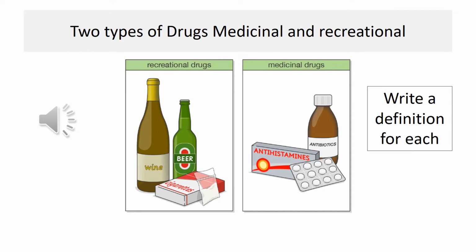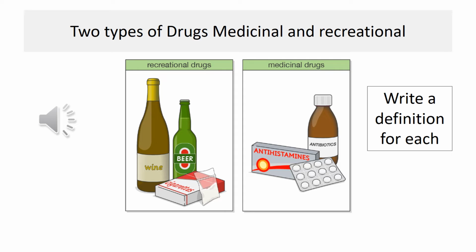So as you can see, there are 2 types of drugs. We have our medicinal drugs, which are things that you can buy from a chemist or pharmacy or something you've got from your doctor. That could be a contraceptive pill. It could be antibacterial drugs or antiviral drugs. It could be something as simple as paracetamol or ibuprofen.